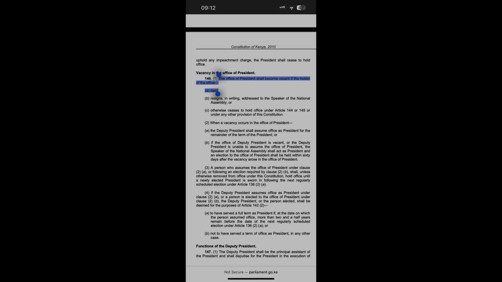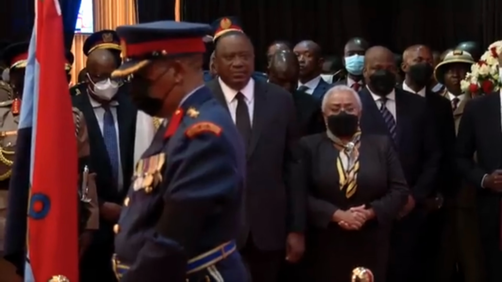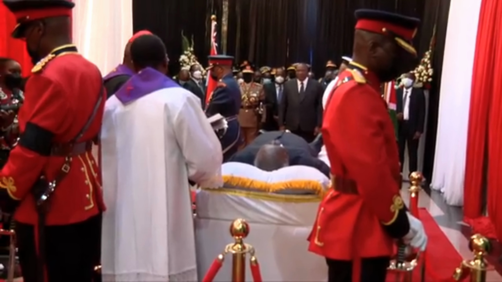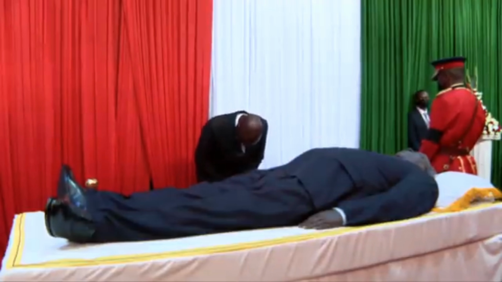Number three is through death. While it's a somber thought, death is a natural part of life and it doesn't spare anyone, not even the president. Article 146 provides that in the unfortunate event of the president's death, the deputy president assumes office for the remainder of the term.